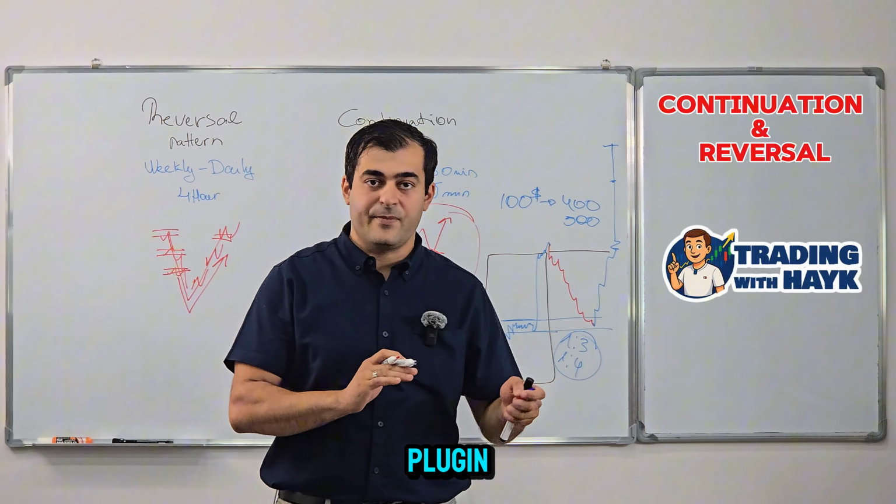The reversal patterns happen in the weekly, daily, 4-hour charts. The continuation patterns happen on the 1 hour, 30 minutes, 15 minutes, or 5 minutes chart.